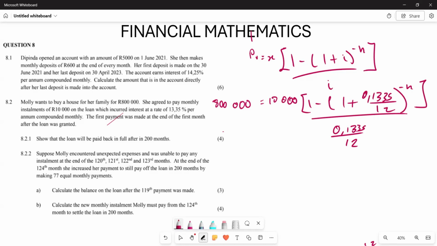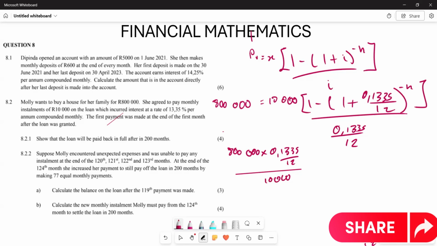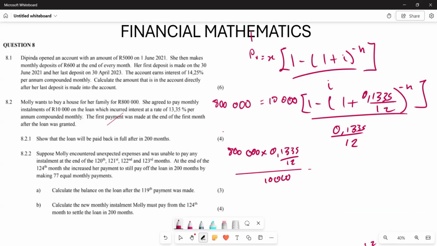Let's see. You're going to start by doing this. This is the same as 800,000 multiplied by 0.1335 over 12, divided by 10,000, and this is going to be equal to 1 subtract 1 plus 0.1335 over 12 to the power of negative n. And then you are going to transpose this one to this side, right? So when you transpose this, what is it that you're going to end up having here?